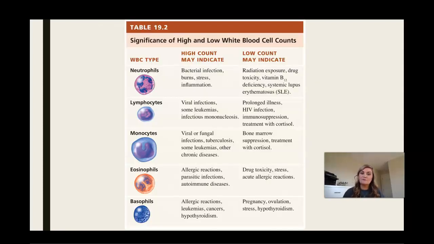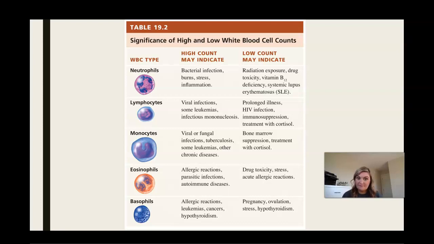And so here's just a review of the different types of white blood cells and what happens if you might have a high count of these or a low count. With the neutrophils, if you have a high count of neutrophils, you might have a bacterial infection. Your body might be fighting a burn or some type of stress and inflammation. If you have a low count, it could be that you've had radiation exposure, maybe drug toxicity, a vitamin B12 deficiency. You might have lupus.